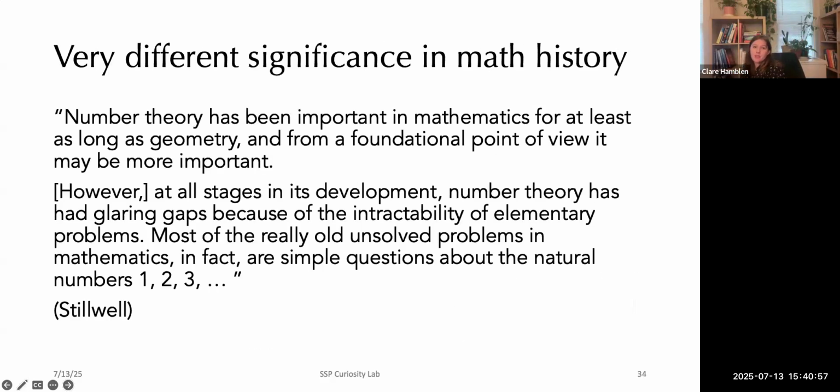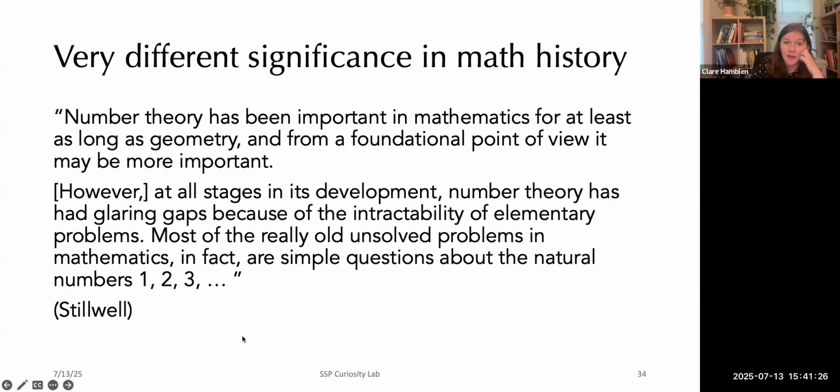I like this quote, so we're going to look at it. There's a very different significance in math history of number theory and geometry. Number theory has been important in math, and perhaps more important from a foundational point of view. But number theory has always had glaring gaps because of just the darn intractability of elementary problems. Most of the old unsolved problems in math are very simple questions about the natural numbers, 1, 2, 3, and so on.